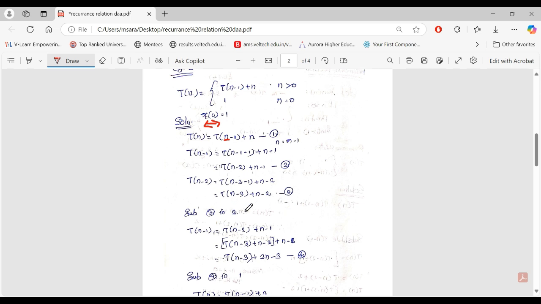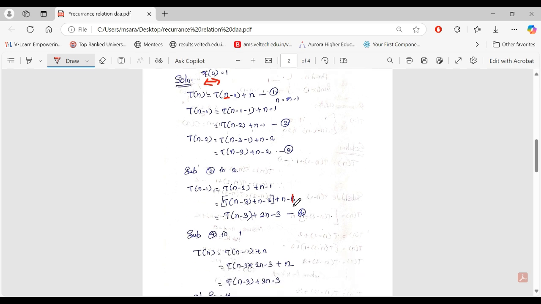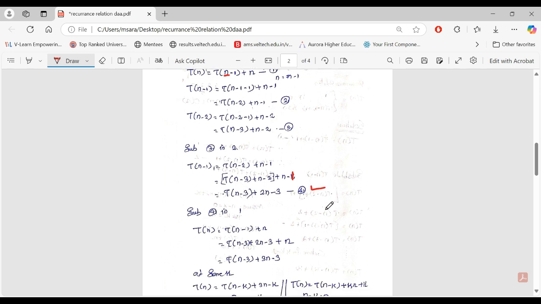Substituting the second equation into the third equation, T of n equals T of n minus 2 plus n minus 1. In this equation, the T of n minus 2 value is replaced by the second equation's value, so T of n minus 3 equals T of n minus 3 plus n minus 2, plus n minus 1. After replacing, we take the terms outside the bracket, so we get T of n minus 3 equals n into n plus 2n plus 2 minus 2 and minus 1 becomes minus 3, and that is the fourth equation.